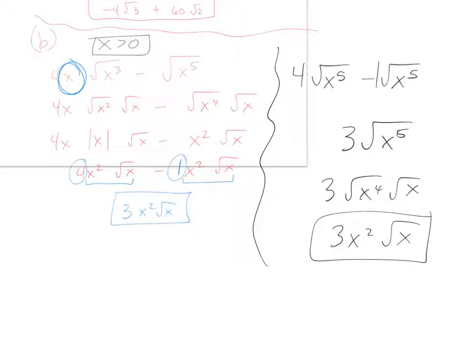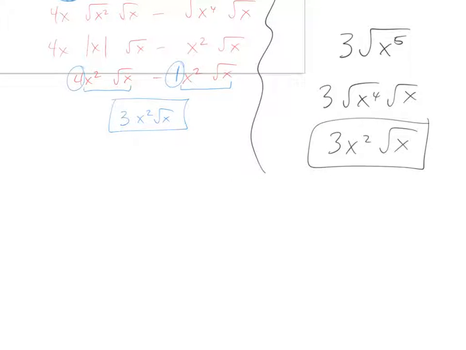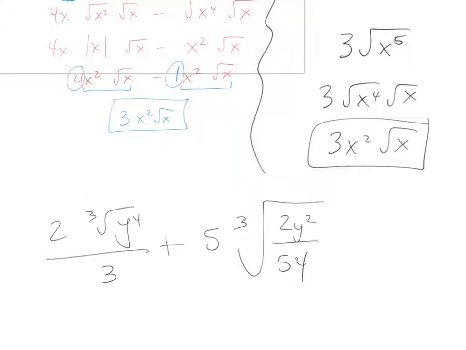For the sake of time, I want to quickly go through C. It's a little bit tricky. C is 2 times the cube root of y to the fourth over 3 plus 5 times the cube root of the fraction 2y to the fourth over 54. Okay, this 5 is like a coefficient right here. This 2 and 3 are like 2/3 as a coefficient.